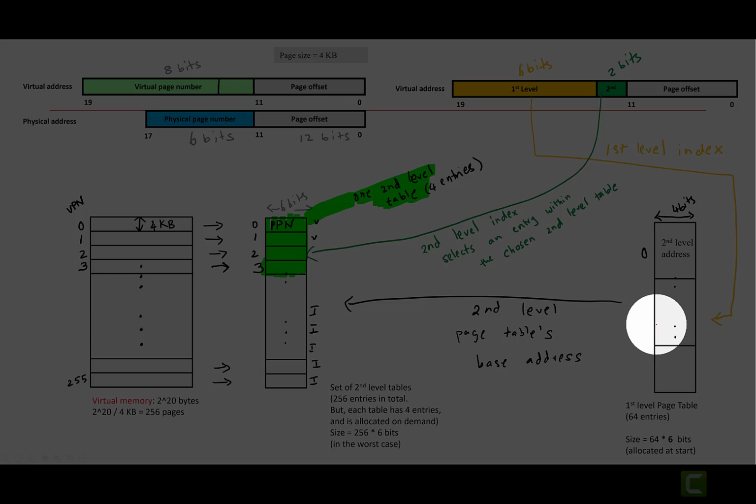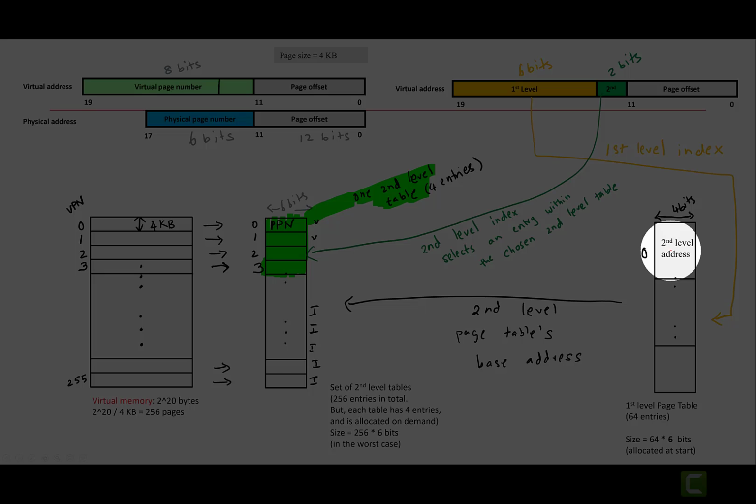When I start my process, I don't need to allocate space for this table at all. I only need to allocate space for this table over here, the first level table, which covers all of my virtual addresses from 0 to 2 to the power of 20. It covers all my addresses, but it's going to do the translation at the granularity of a super page, so therefore I need only 64 entries.